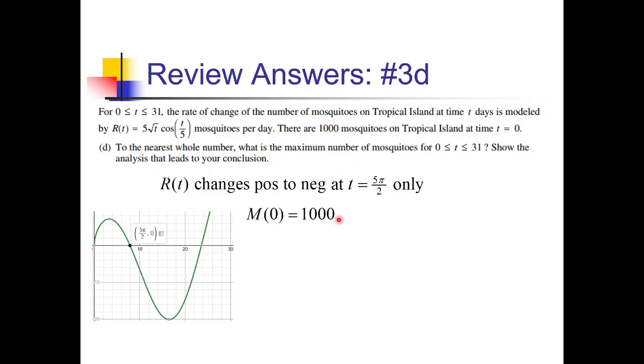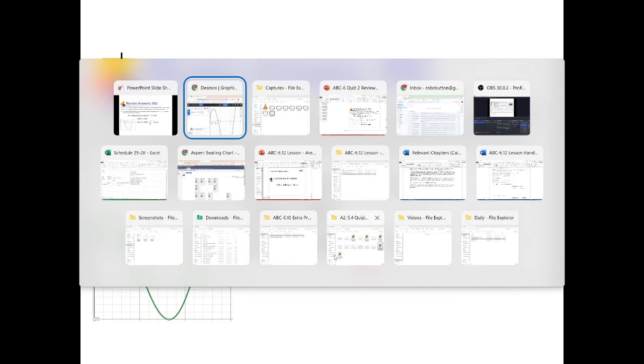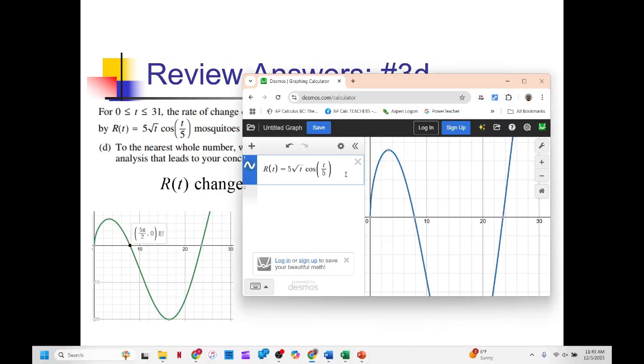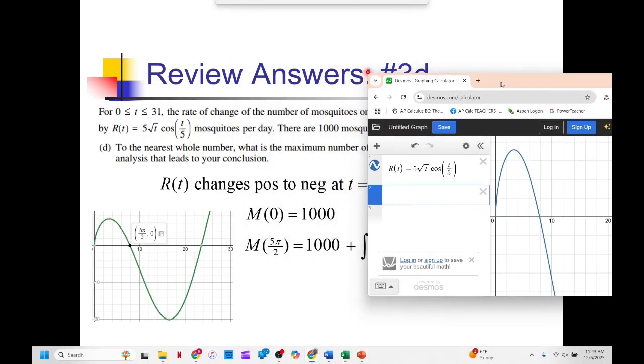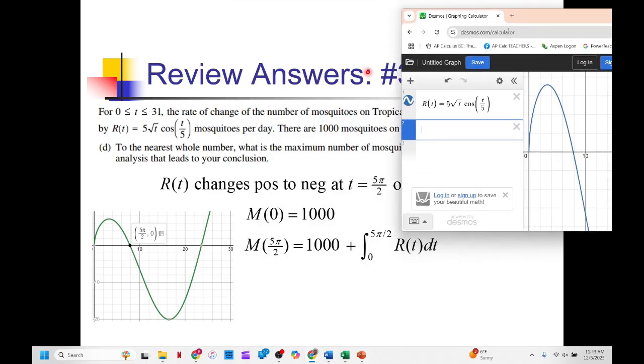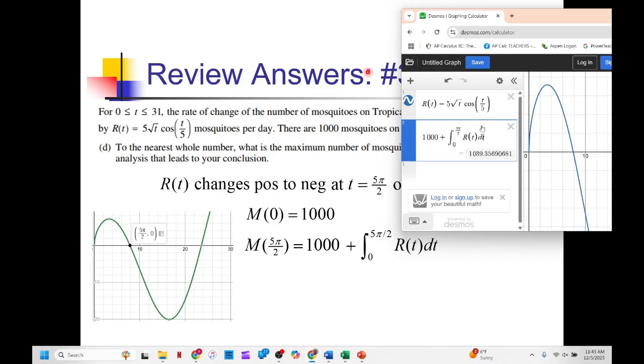They gave us that. To do m of 5 pi over 2, we're going to need to do the 1,000 mosquitoes plus the integral of r of t from 0 to 5 pi over 2. And let me plug that in the calculator. Let me just move this so that I can see what I'm actually plugging in. All right, so we've got 1,000 plus integral from 0 to 5 pi divided by 2 of r of t dt, and that's about 1,039 and some change.